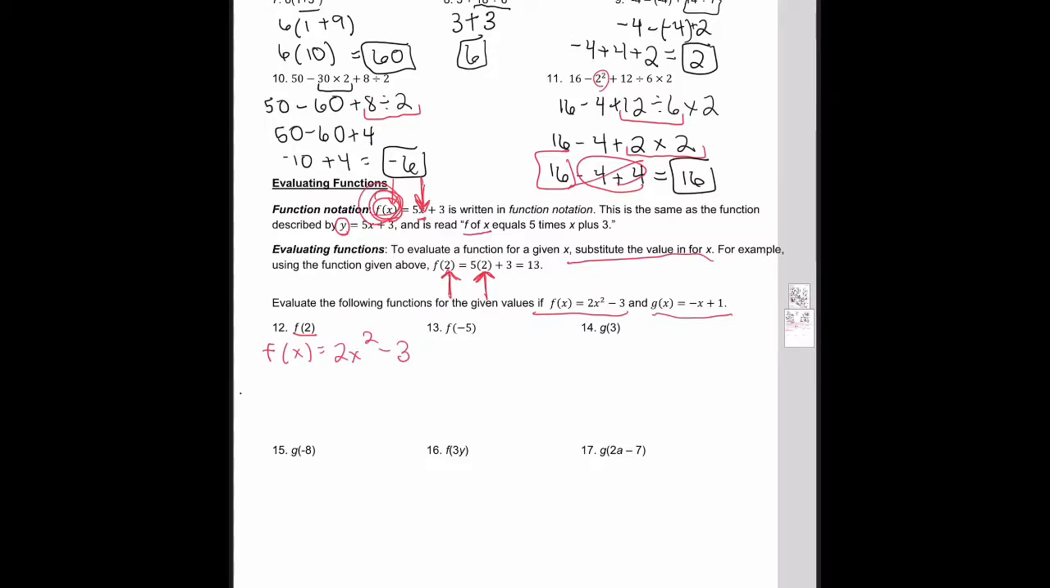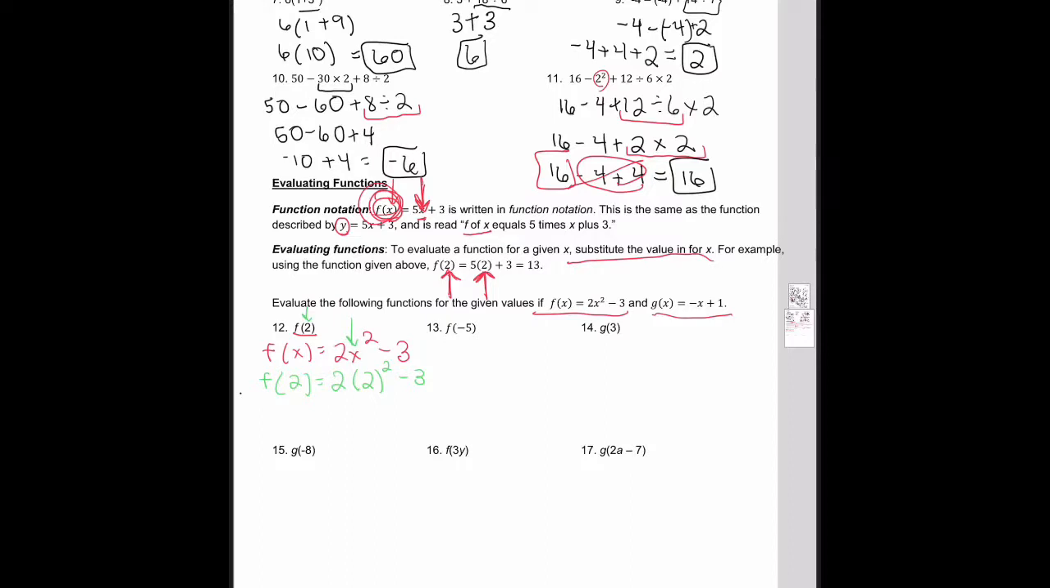Okay, now notice where x once was, it has been replaced with a 2. So we are going to replace the x in our equation with a 2. All right, so that's going to give us f of 2 equals 2. Instead of writing x, I'm going to write 2. But everything else stays the same.